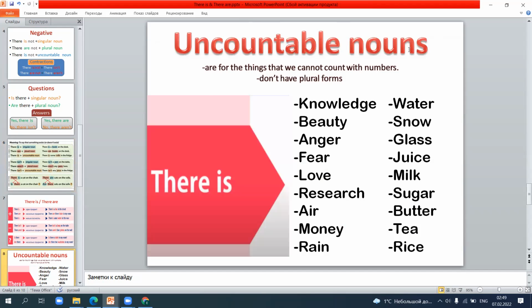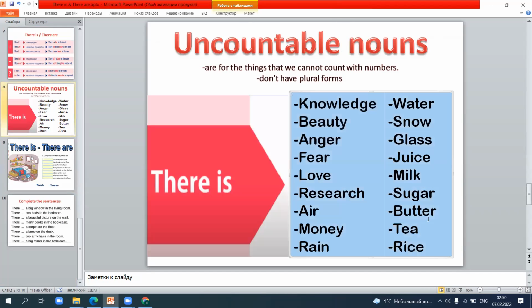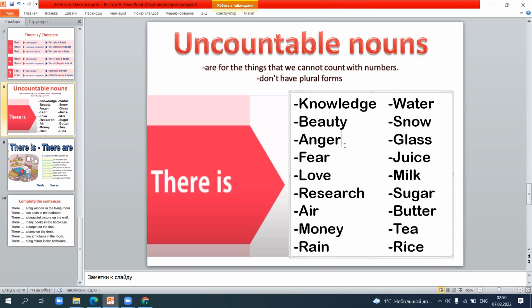The countable nouns, students, it's a list of uncountable nouns. So uncountable nouns are for the things that we cannot count with numbers. Also, we don't have plural forms of all countable nouns. It means that we should use the construction there is for all uncountable nouns.